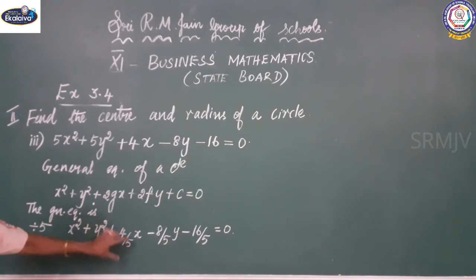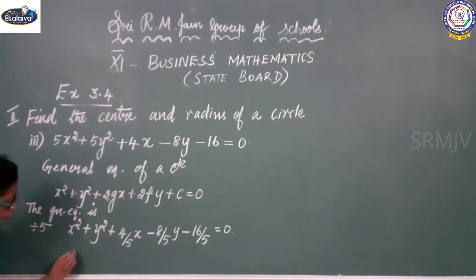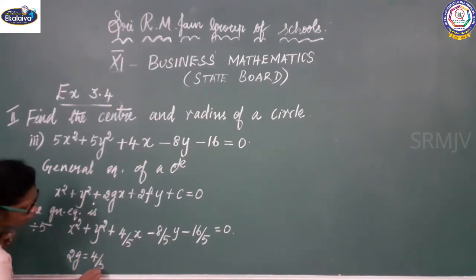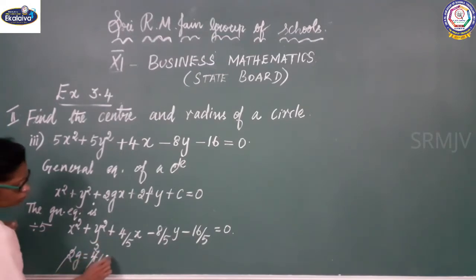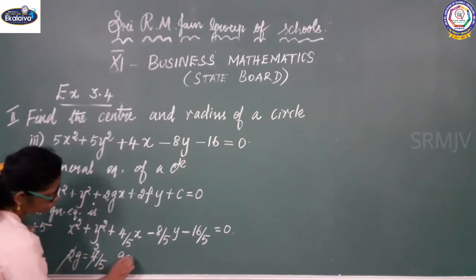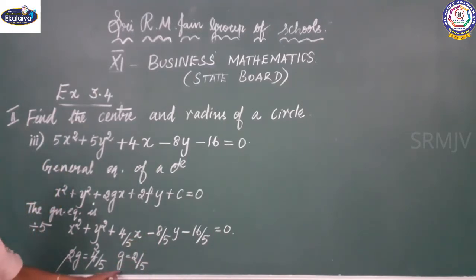Now what is the coefficient of x in the given? 4 by 5. What is the coefficient of x in your general? 2g. So 2g equal to 4 by 5. Now 2 ones are 2, 2 twos are 4. What is your g? g is equal to 2 by 5.